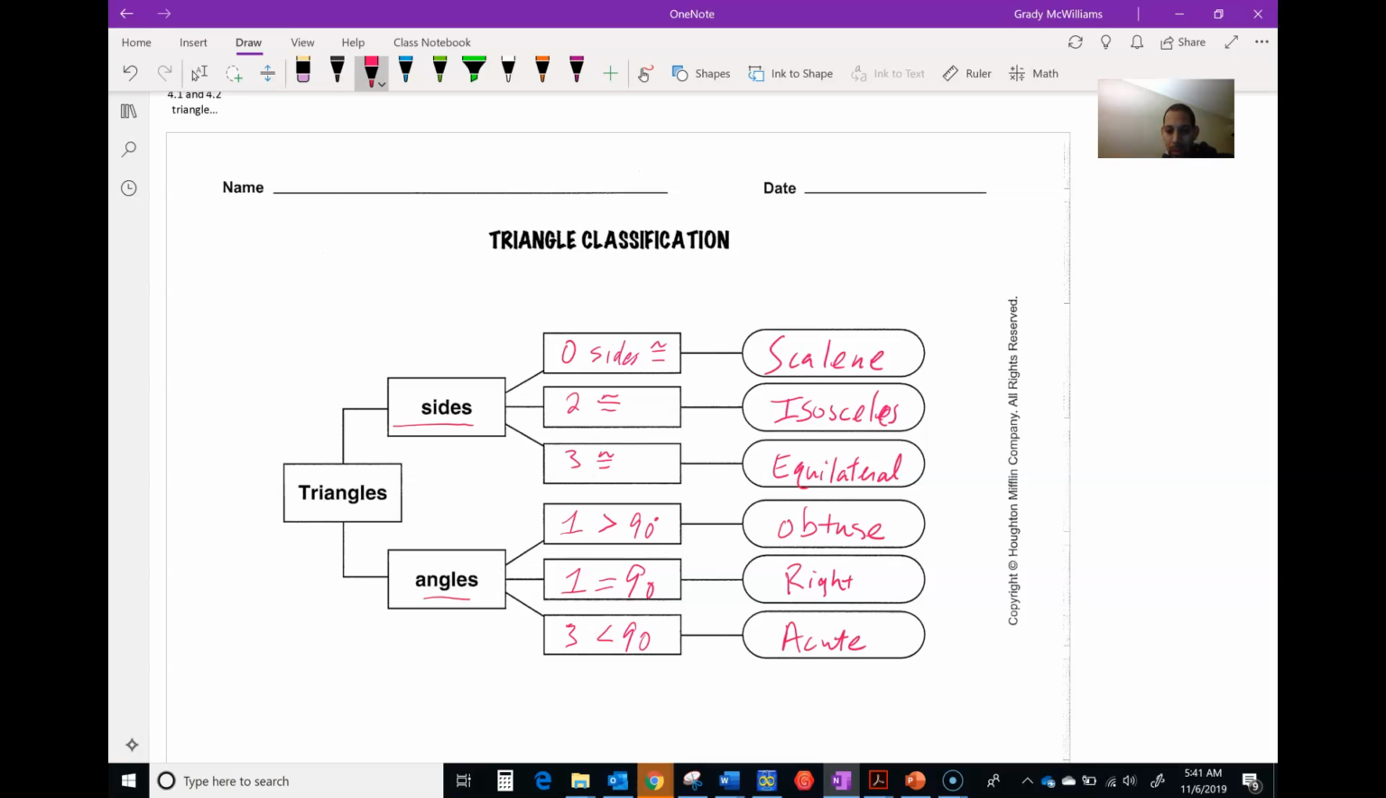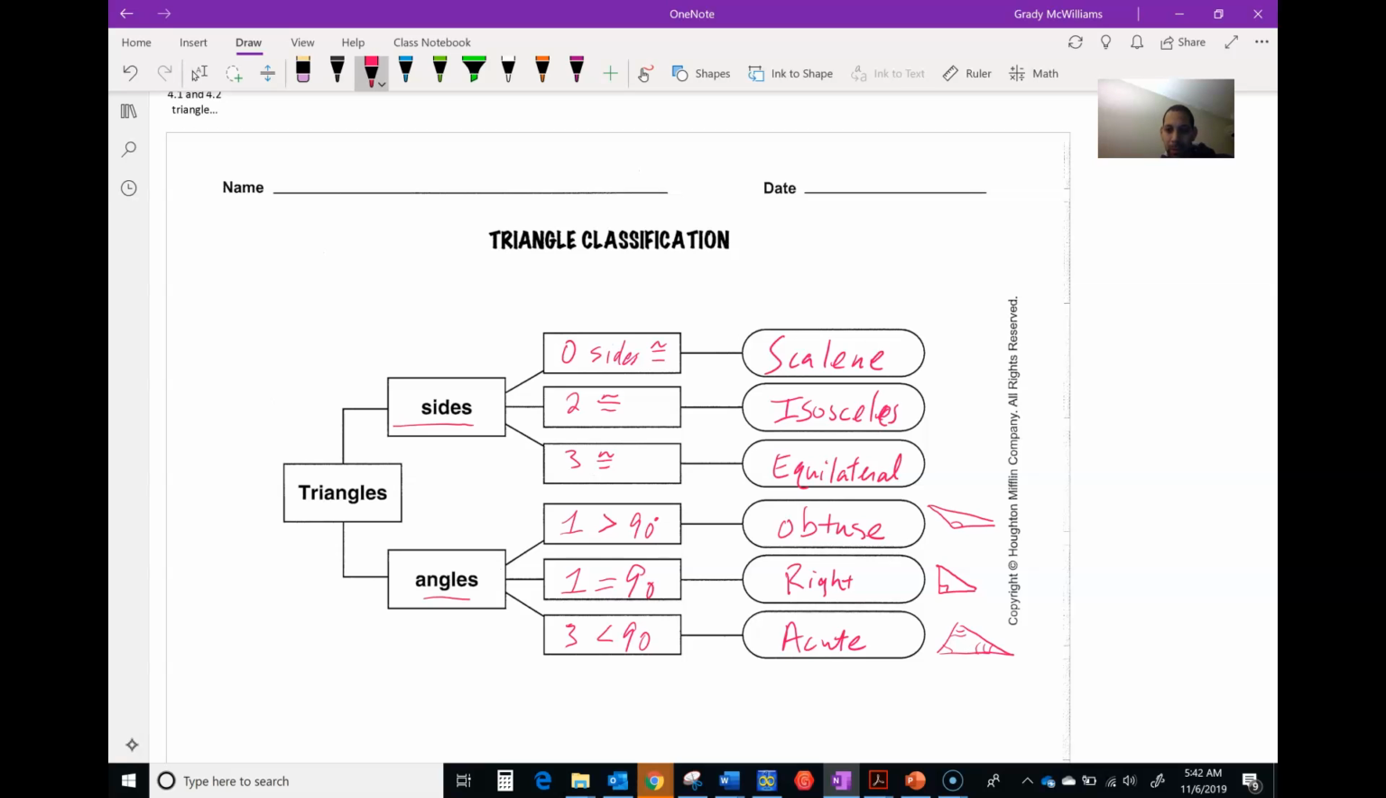By the way, it might be worth mentioning that you'll have one angle that's greater than 90, but the other 2 would be acute. So in a triangle like this, if this is obtuse, the other 2 are going to be acute. If this is right, the other 2 are still going to be acute. But in an acute triangle, all 3 of them are acute. This one, and this one.